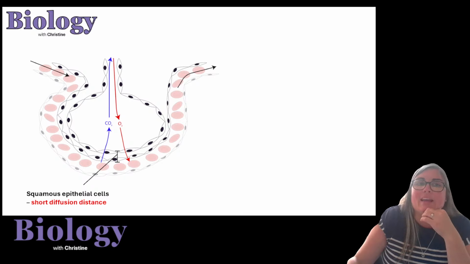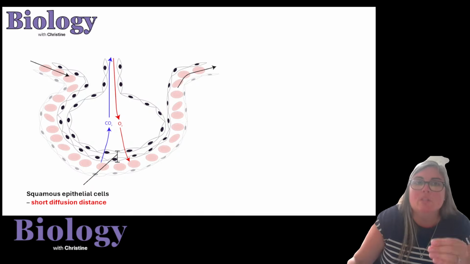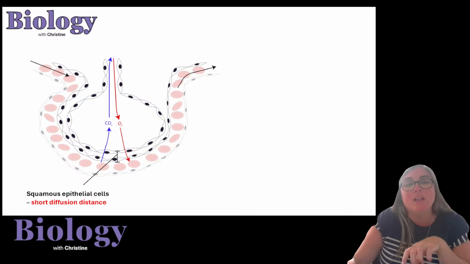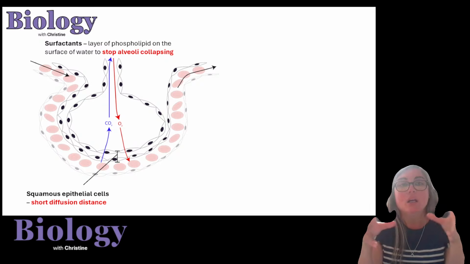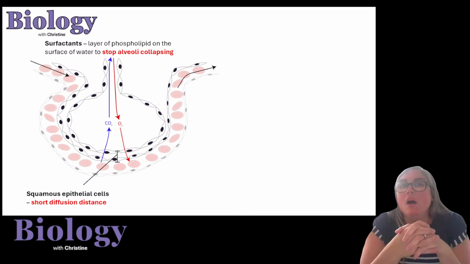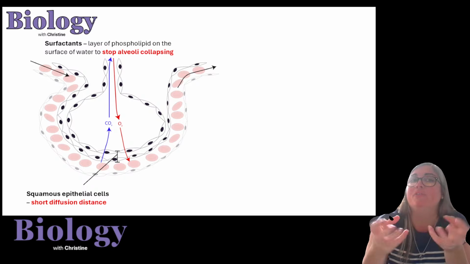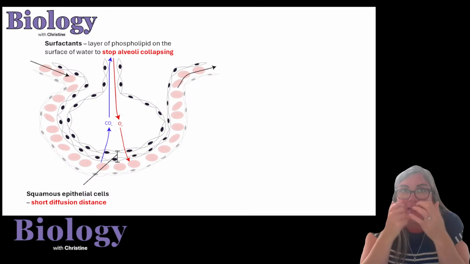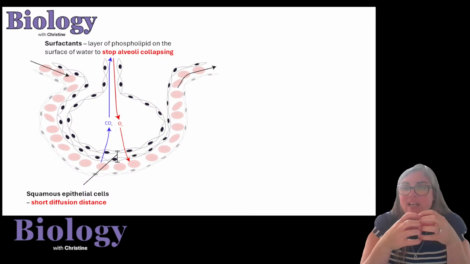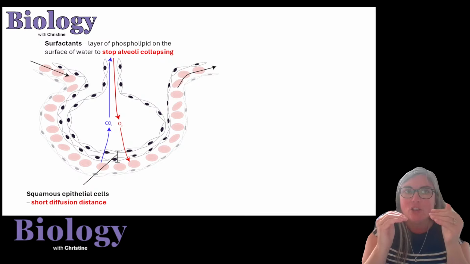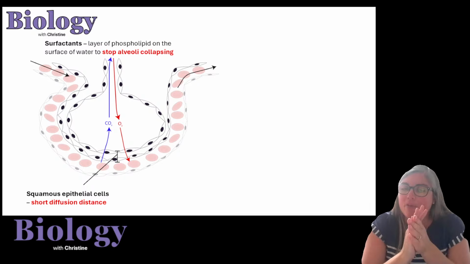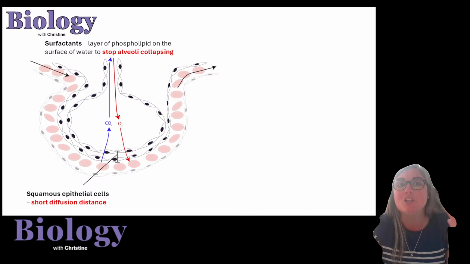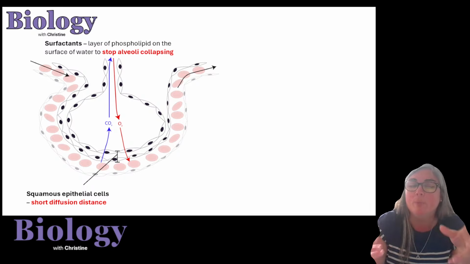The gases are going to diffuse from a high concentration to a lower concentration. Now, we also have the fact that our alveoli are going to have this surfactant which is put there. We know that water has a surface tension, and because of that, we need to prevent our alveoli from collapsing. If our alveoli collapse, there is not as much surface area, therefore there won't be as much exchange.